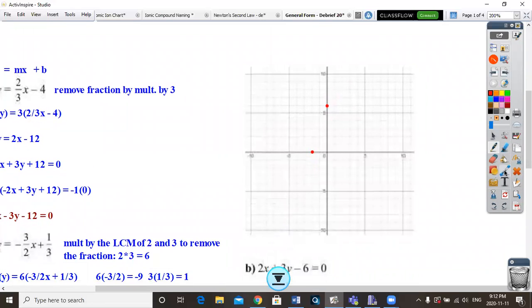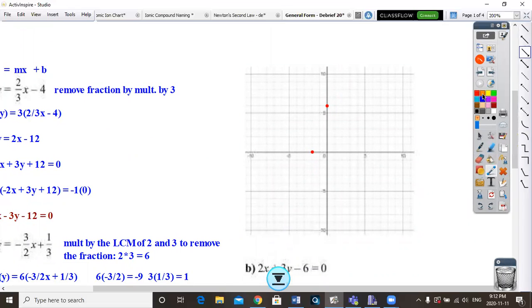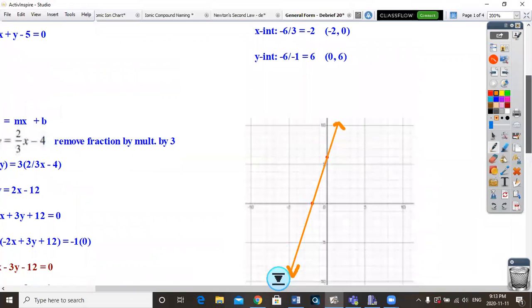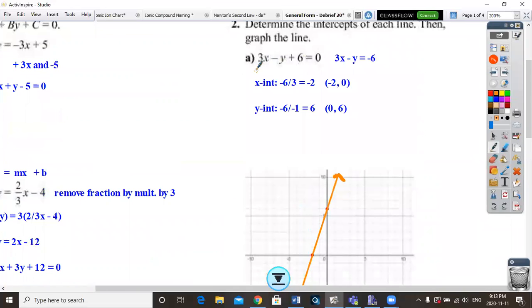Okay. Now we simply connect them with a line. Make sure it extends to both, like extend it across the whole grid. Don't just stop at either point. Make sure you really extend it, okay? And then don't forget to add the arrowheads at the end because it is a line, okay? And that would be the line for the equation 3x minus y plus 6 equals 0.